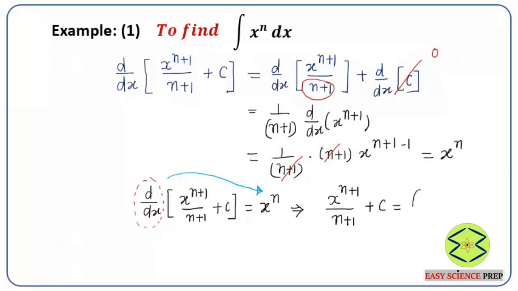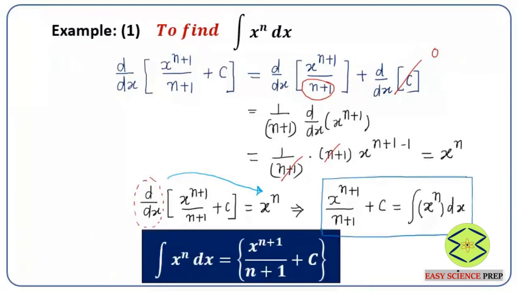So it is nothing but integration of x raised to n dx. So I got a very simple outcome that the integration of x raised to n dx is x raised to n plus 1 over n plus 1. So we got that integration of x raised to n dx is x raised to n plus 1 divided by n plus 1 plus a constant value c.